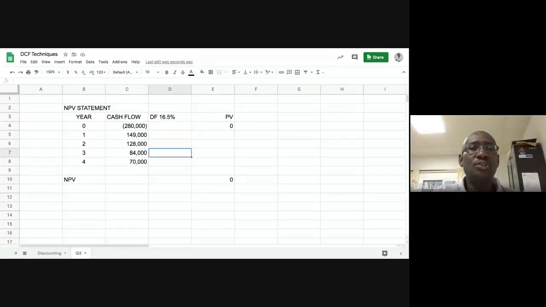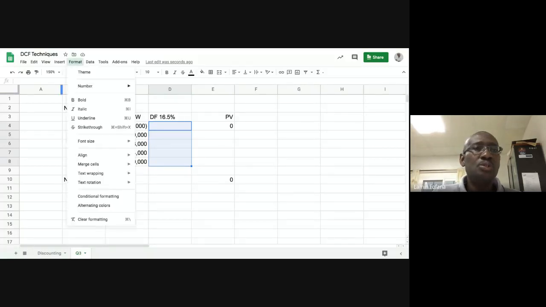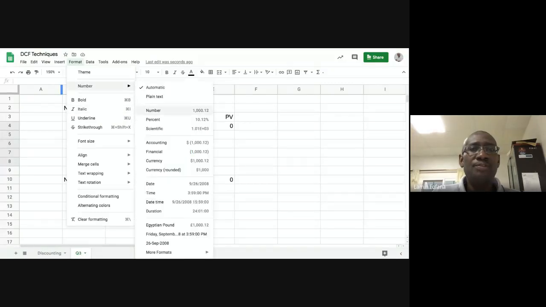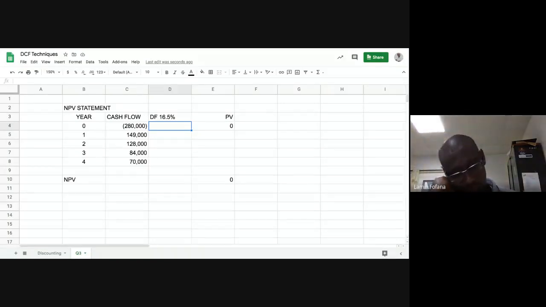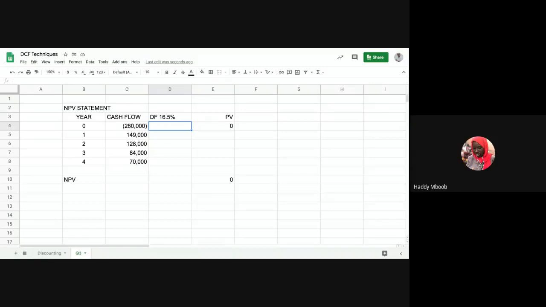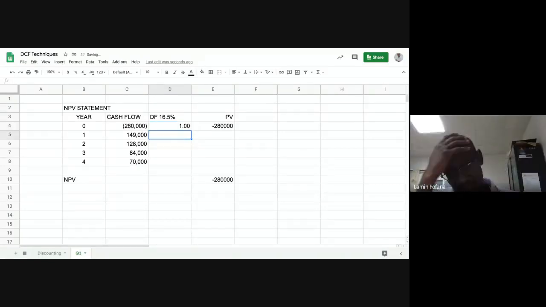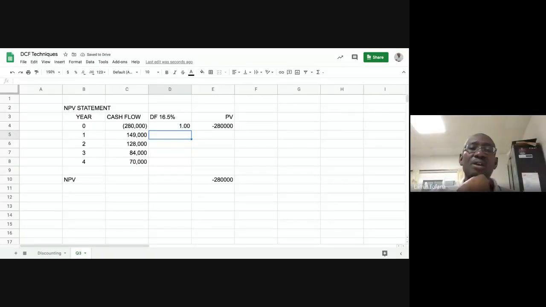Mind you, the question asks you to take it to 2 decimal places. So we do our formatting. We say number formatting to 2 decimal places. So what is the discount factor for year 0? I have 1. Good. That is the correct one. Once you type 1, look at it. It's going to multiply it by this and it will give you the total automatically as you go along.